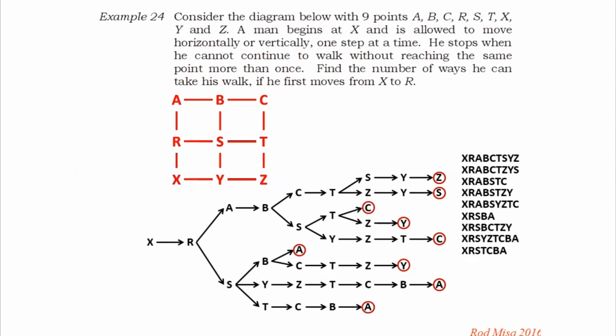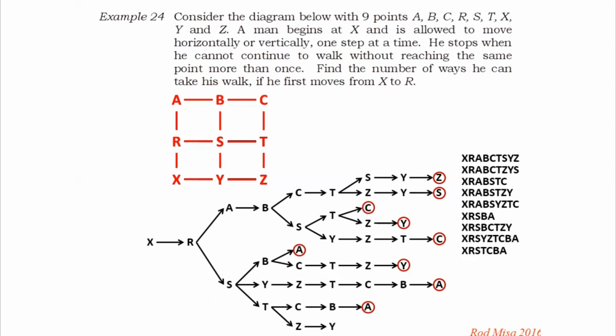But suppose he will use another route here. He will start at point X, then point R, point S, point T, and then instead of moving to point C, he chooses to move to point Z, and then point Y, but he stops at that point since he has passed already points S, X, and Z.